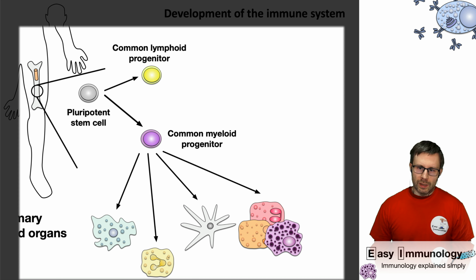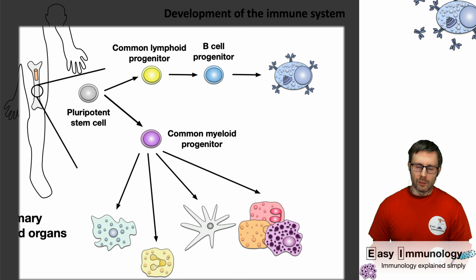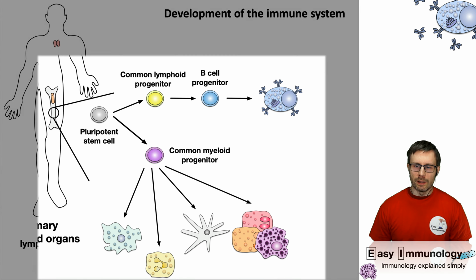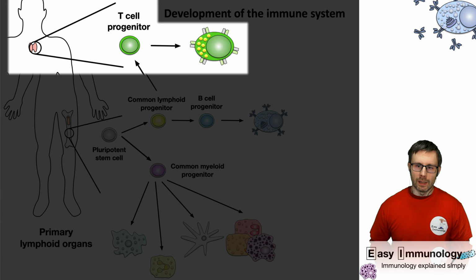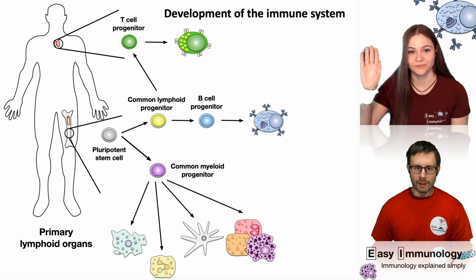And the common lymphoid progenitor develops in the bone marrow into the B cell progenitor and then into the B cell. It can also migrate to the thymus, and there become the T cell progenitor and develop into the T cells.